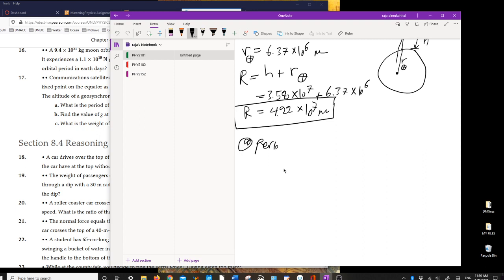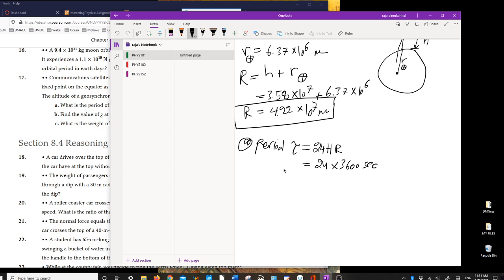Period, tau. Since it's a geosynchronous orbit, the satellite is constantly on top of that spot on the Earth, so it is going around with the Earth, and of course the period of the Earth is 24 hours, right? So the period of the satellite would be 24 hours. Of course, you want to convert it to seconds, so just 24 hours times 3,600 seconds. That is 3,600 seconds in 1 hour, and then you would calculate that.